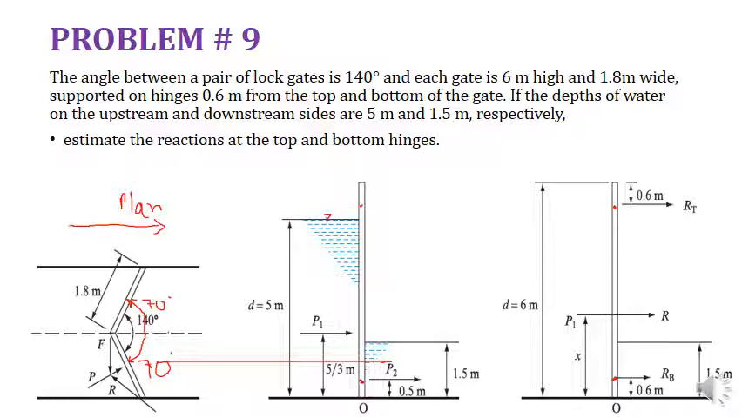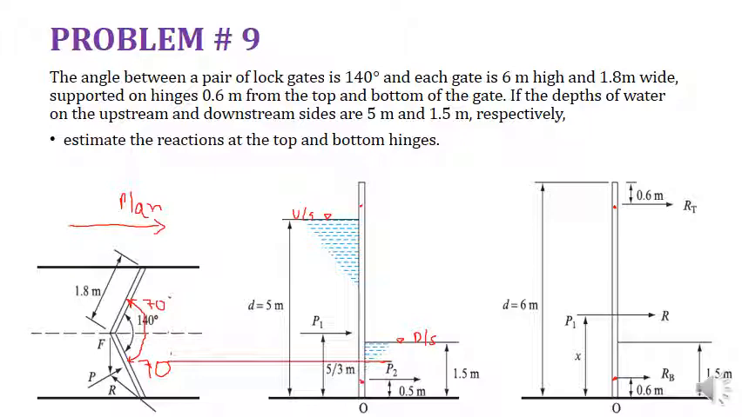And for the downstream side, the level of the water is equal to 1.5 meter. So you can mark an additional in this diagram, you can mark the level of the water and write this is the upstream side. And here you can mark this point and mark it as the downstream side.